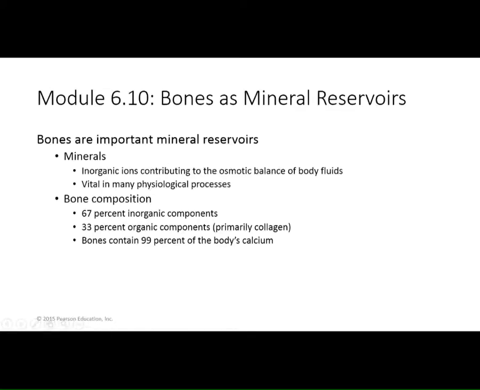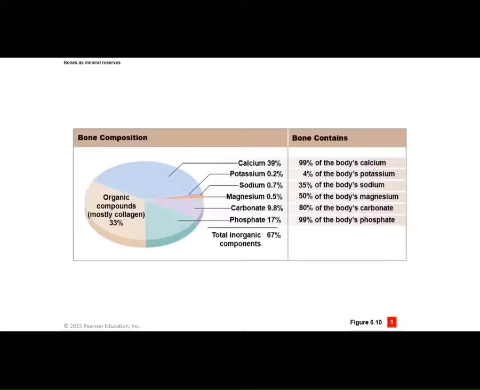We've already mentioned 67-33, so about 2/3 inorganic, that is calcium and phosphate mineral salts, and about 1/3 organic, primarily collagen. Your bones at any one time have about 99% of your body's calcium locked up within them. So we've got to store this calcium and release it as needed.